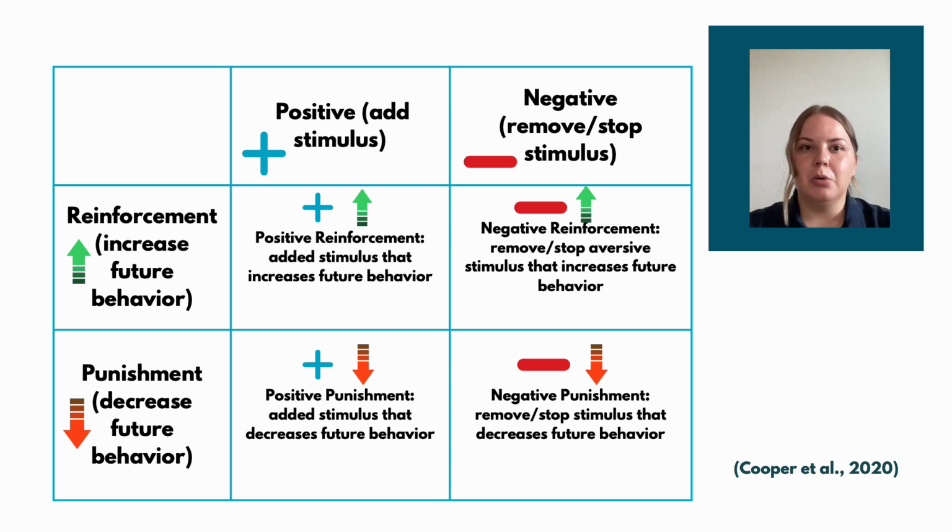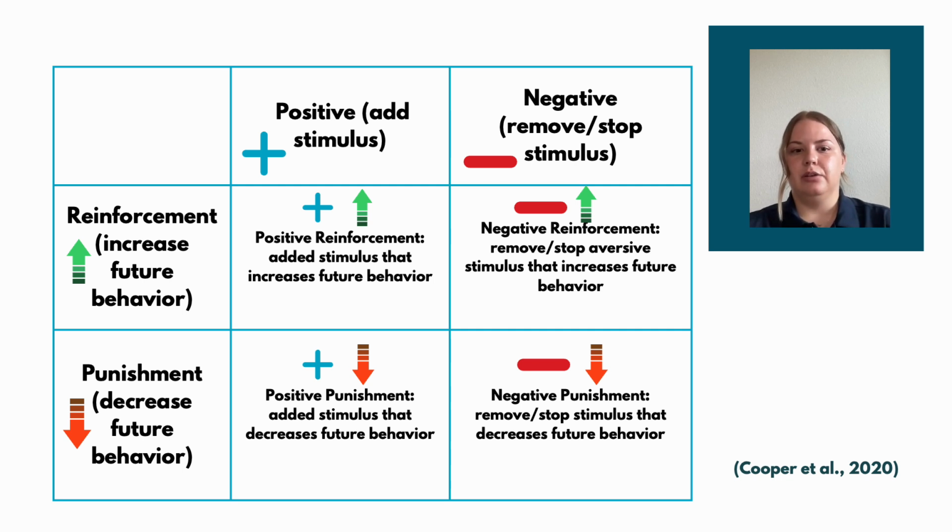Oftentimes it's easiest to understand these concepts if you create a little table. So we've got positive and negative at the top. So positive is when a stimulus is presented or added to the environment. Negative is when a stimulus is removed or stopped or postponed in the environment. Reinforcement, we've talked about, it is a consequence that increases future behavior. Punishment is when it decreases future behavior.